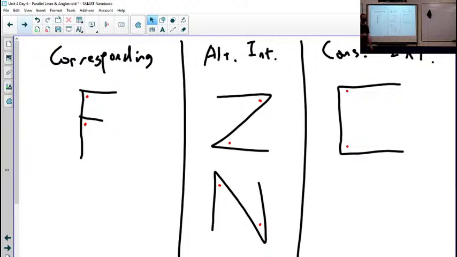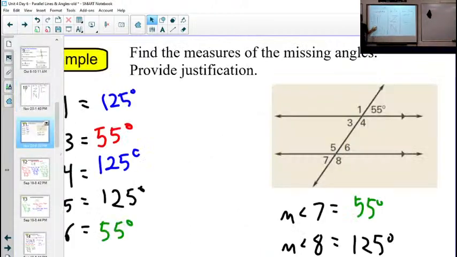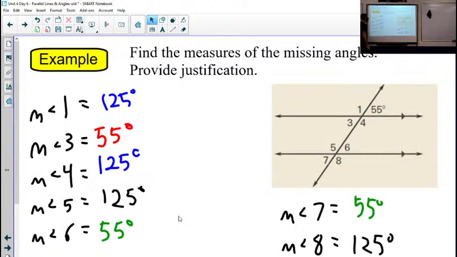I also promised that I'd show answers to a problem that I asked you to try yesterday. So I'm going to do that as well. That was the one in the middle of the front page. This one. There are your angle measures.